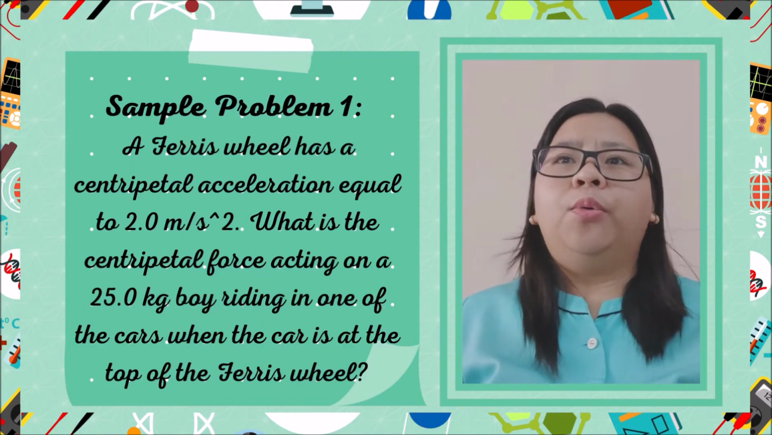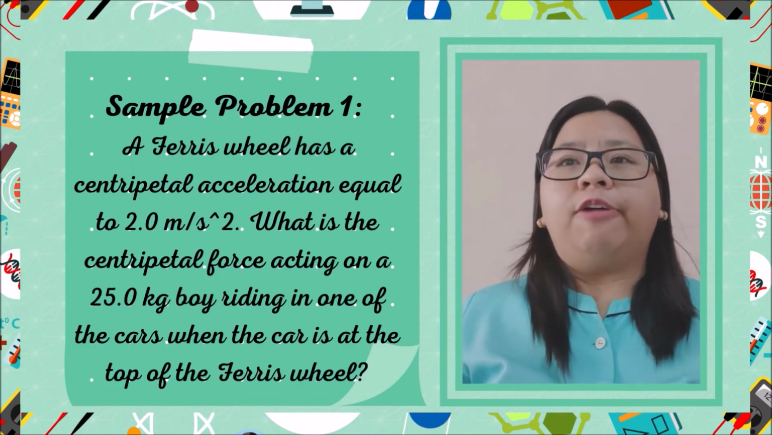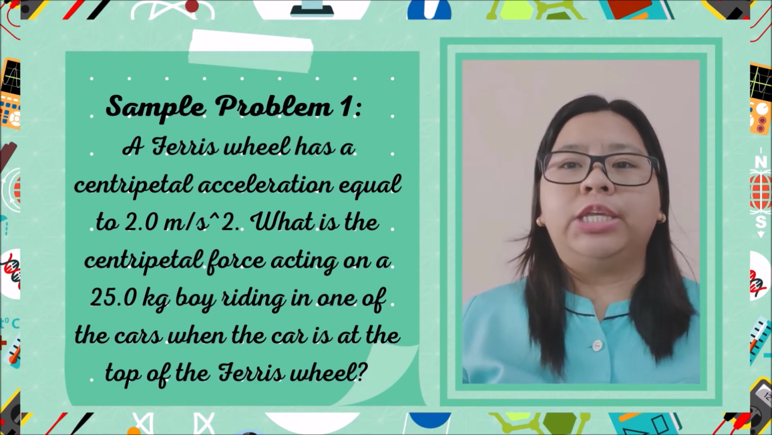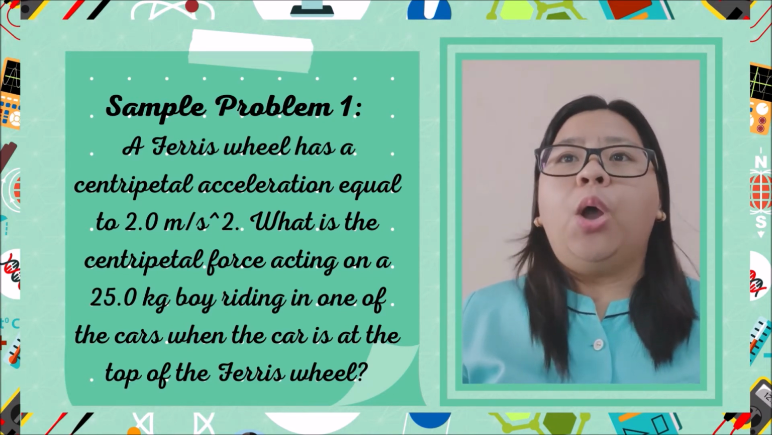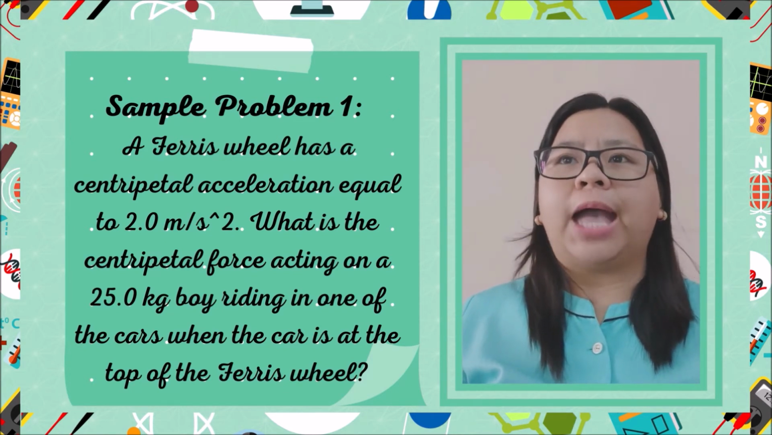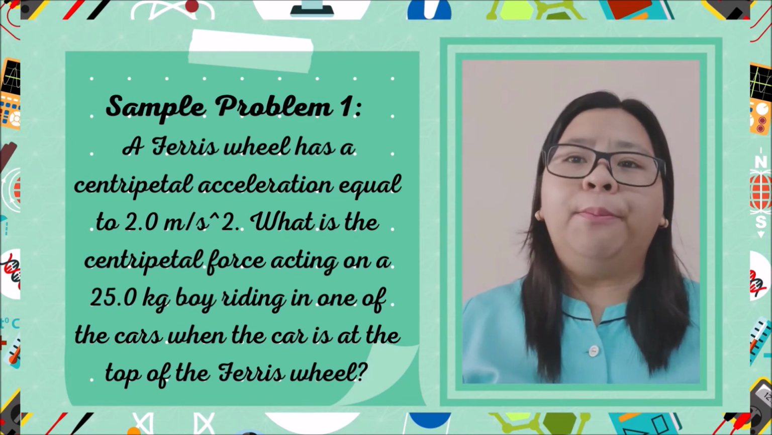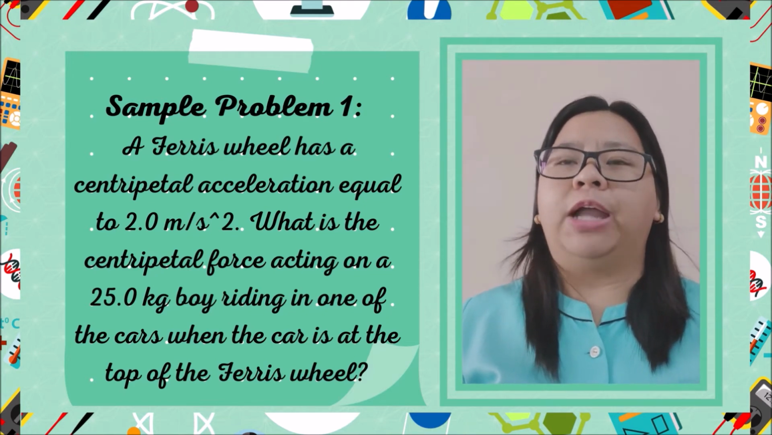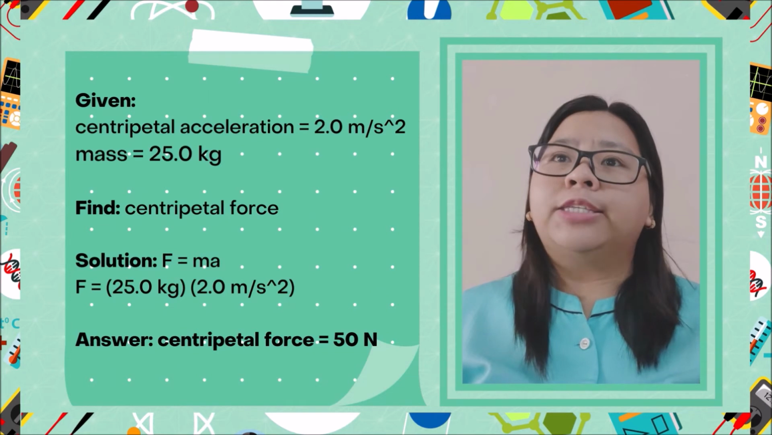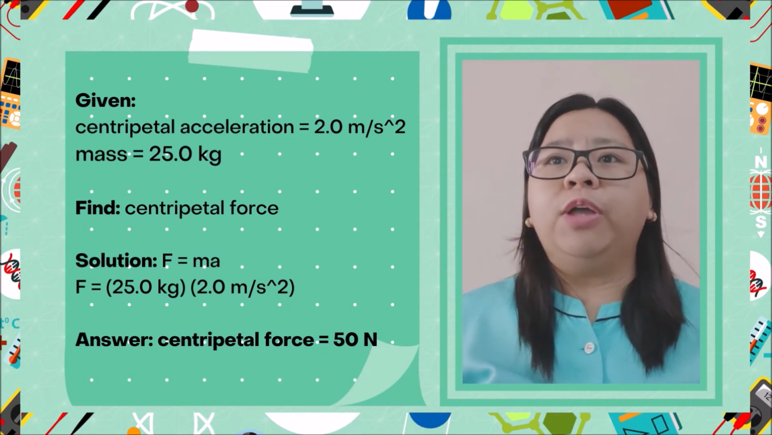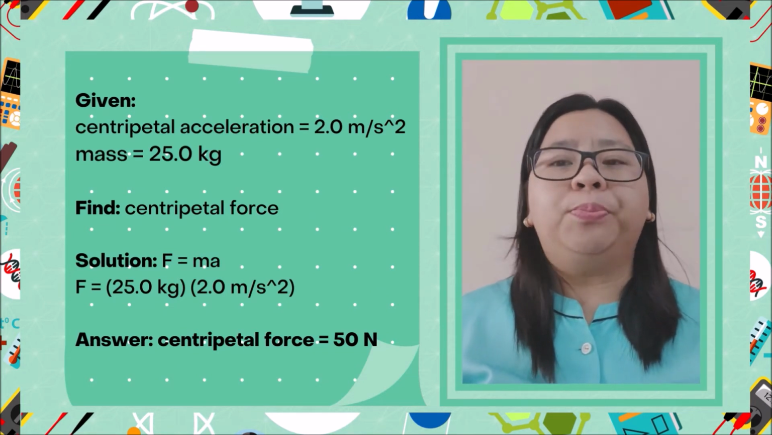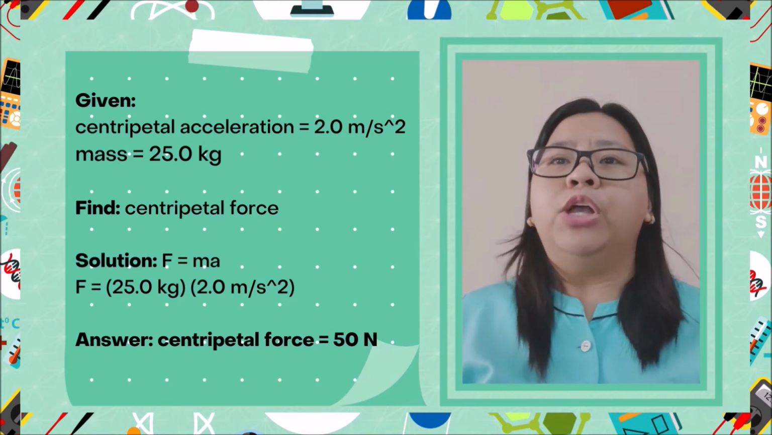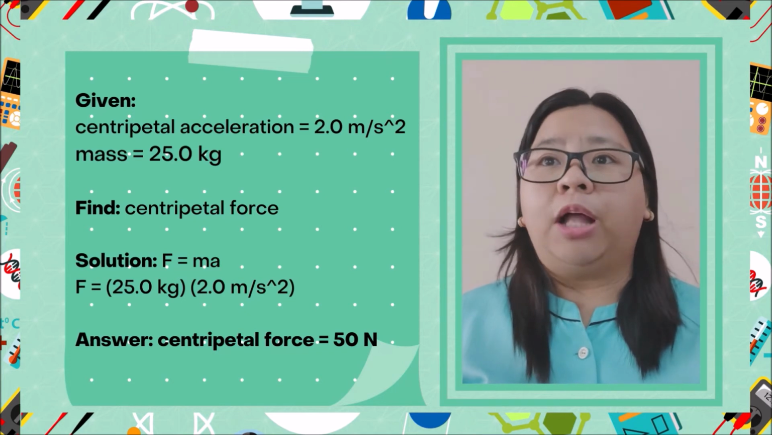So let's try word problem number 1. A Ferris wheel has a centripetal acceleration equal to 2.0 meter per second squared. What is the centripetal force acting on a 25 kilogram boy riding in one of the cars when the car is at the top of the Ferris wheel? So, the centripetal acceleration is already given, which is 2.0 meter per second squared, and the mass, which is 25 kilogram. So we are looking for the centripetal force.